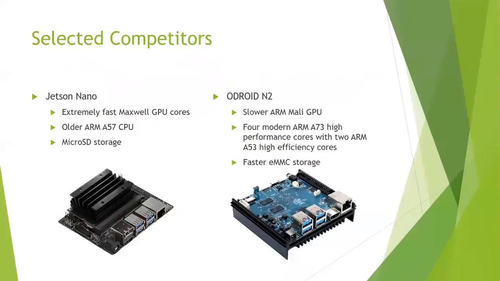And so the 2 that we ended up going with were the Jetson Nano and the Odroid N2. They both had their pros and cons, which is what we wanted to compare. The Jetson Nano has the GPU advantage, but it has a slower or an older CPU, whereas the Odroid has a slower GPU but a much better performing CPU. And another thing to consider was the storage. Jetson Nano uses micro SD, which isn't as favorable, whereas the Odroid has faster storage with using eMMC.